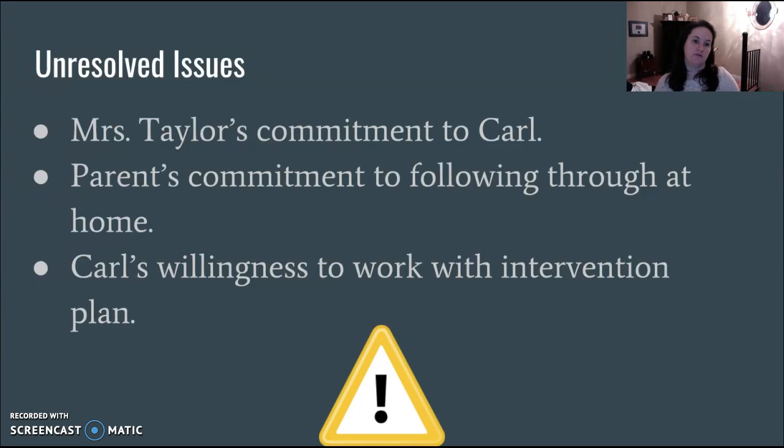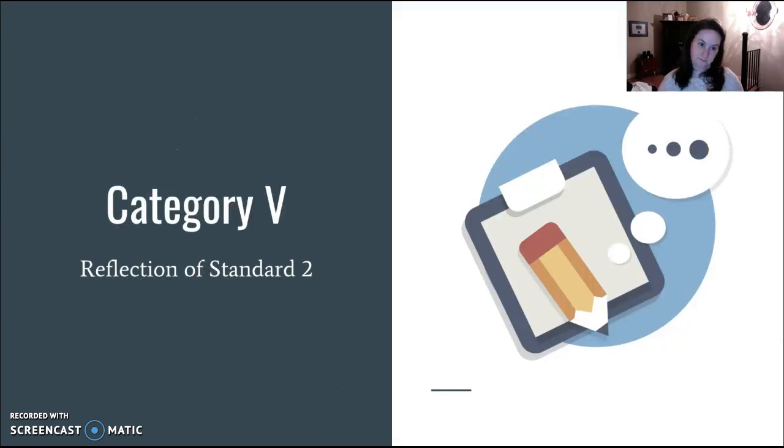Some of my unresolved issues. Mrs. Taylor's commitment to Carl. We need to make sure that she's committed to this program and committed to professional development and doing what's best for the student, not what's easiest for her. Parents' commitments towards following through at home. I don't know if that's going to happen. We're not sure. There's a miscommunication. Also, Carl's willingness to work with the intervention plan. We have the adults working, but we also need to make sure that Carl's willing to do it as well.